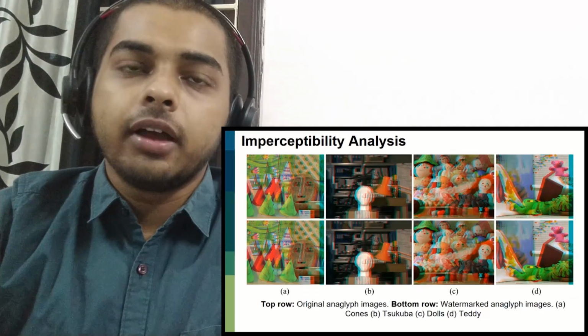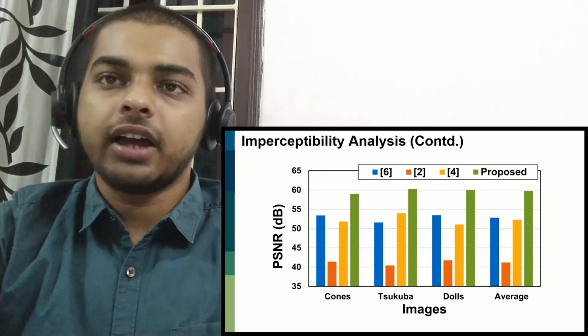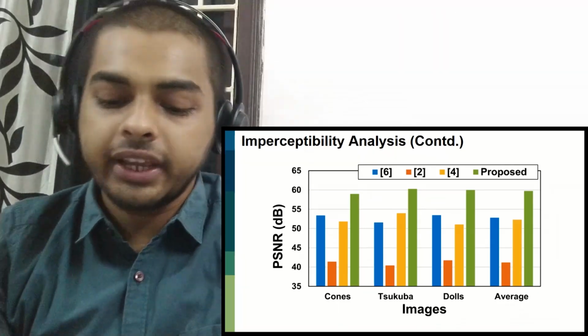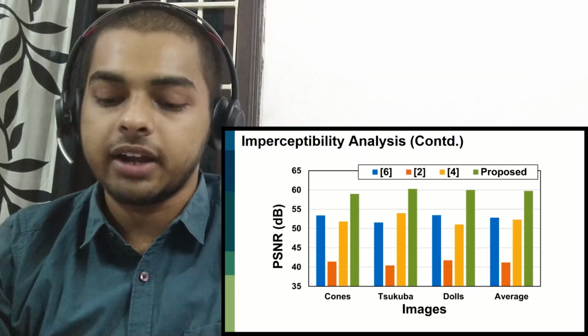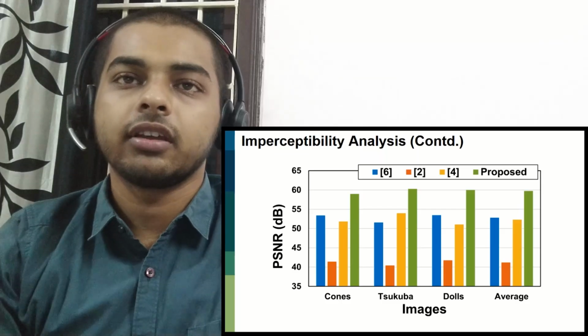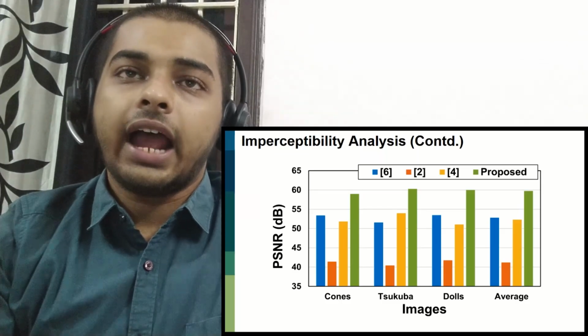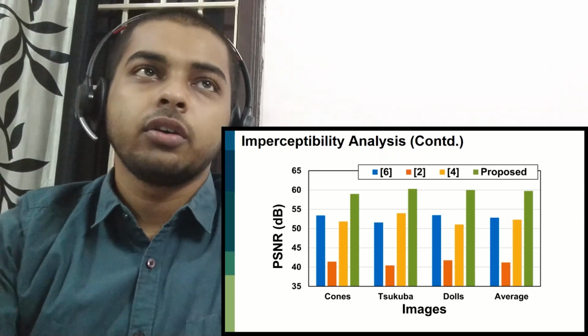So now I have quantitatively compared our imperceptibility performance with other state-of-the-art methods. Here we can see that the proposed method has the highest PSNR among all other state-of-the-art methods, making it a well-suited candidate for a consumer-grade electronic device. And also, the average PSNR of our proposed scheme is almost 60 decibels, which is far above average.